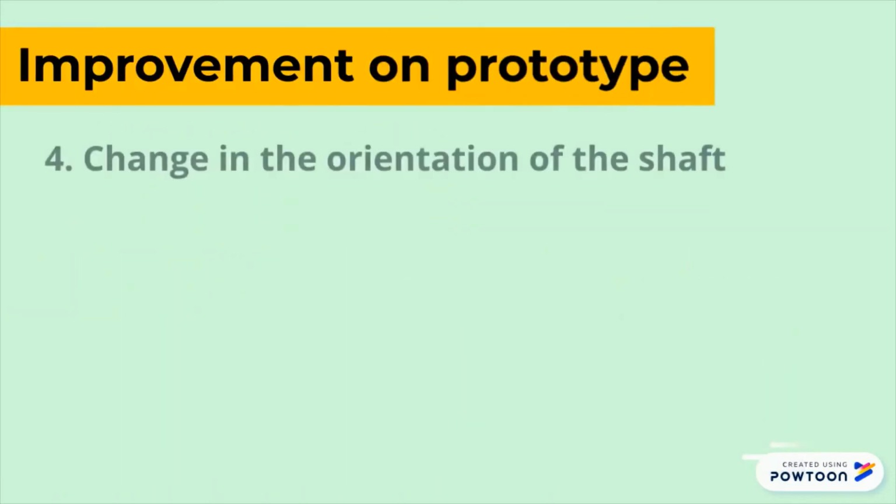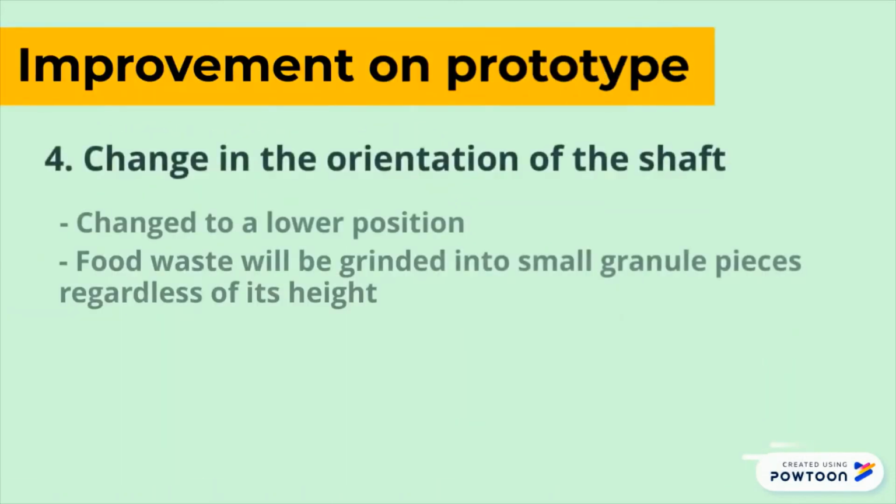The last improvement that we've made on the machine is the change in the orientation of the shaft. The shaft is changed to a lower position. This makes sure that the food waste will be ground into small granular pieces, regardless of the height of the food waste.